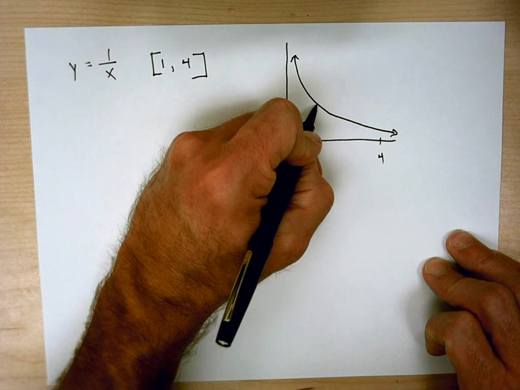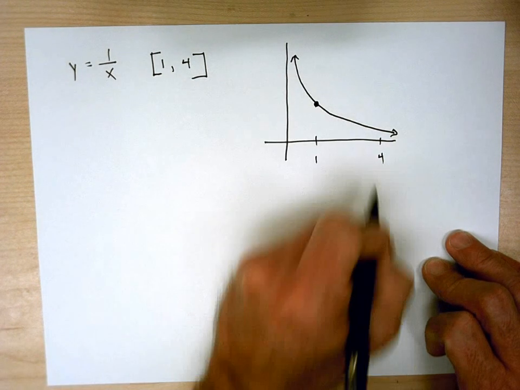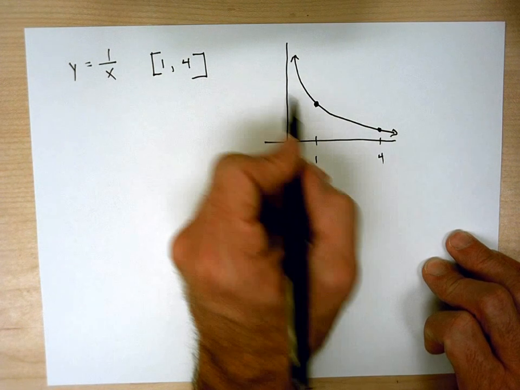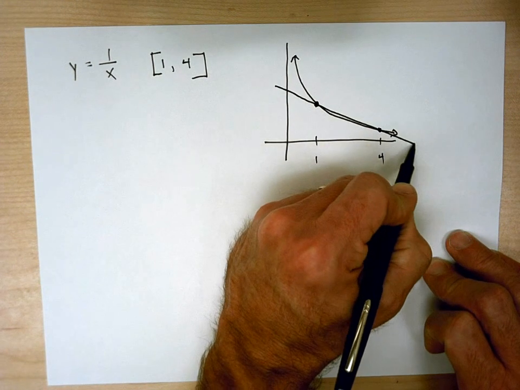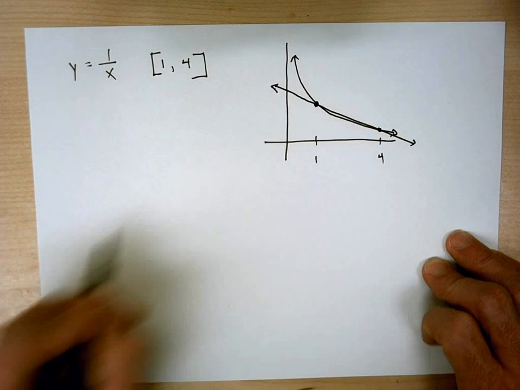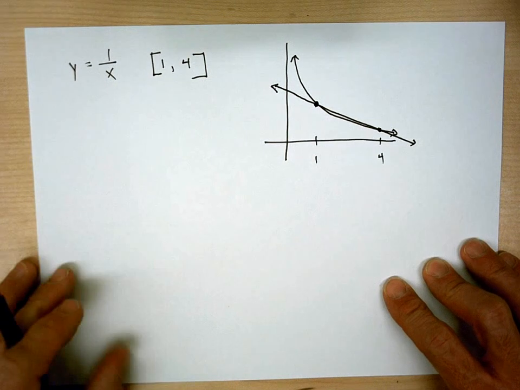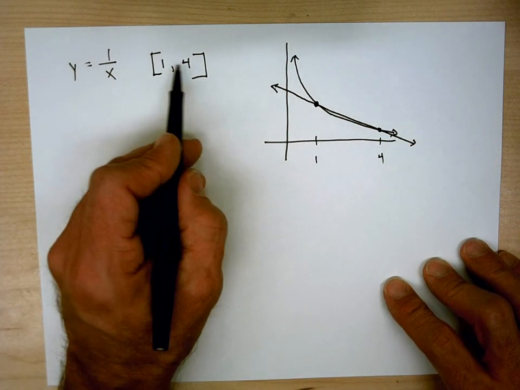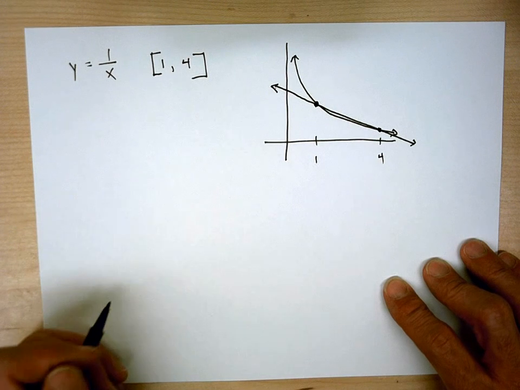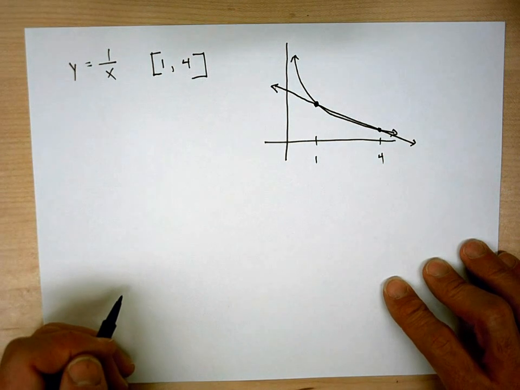So I have these points right here. There is a secant line that goes through those points, and we could find the slope of that secant line. So let's start with that first. Let's find the slope of the secant line, and then we want to find the point in between 1 and 4 where the slope of the tangent line is the same as the slope of the secant line.